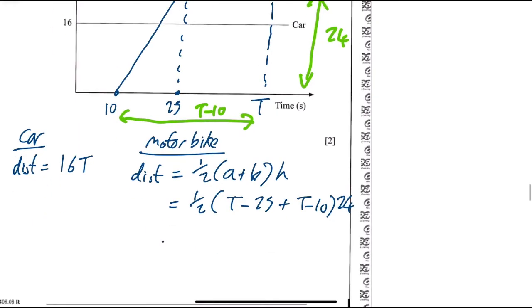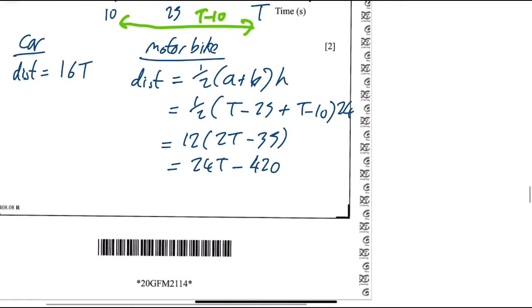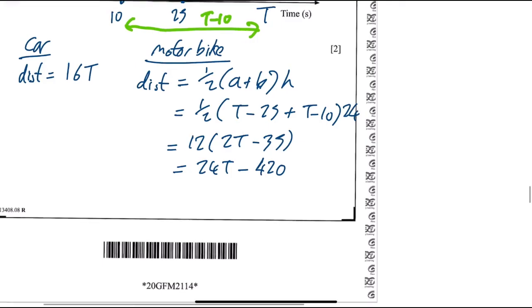which is 24. Right, sort out the half times the 24 is 12. t plus t is 2t. Minus 25 minus 10 is minus 35. And then if you multiply it out, you're going to get 24t minus, and that's going to be 350 plus another 70 is going to be 400 minus 420. That's right.